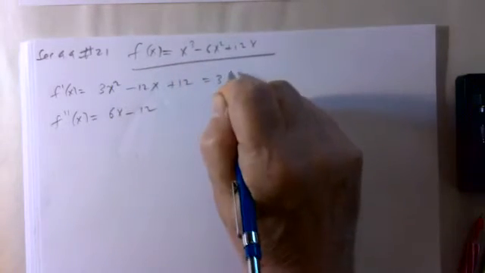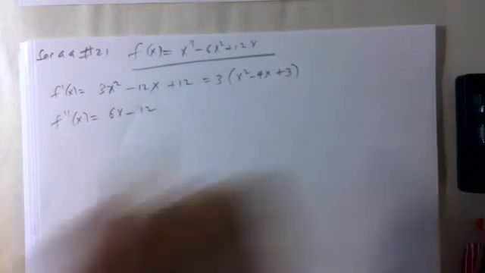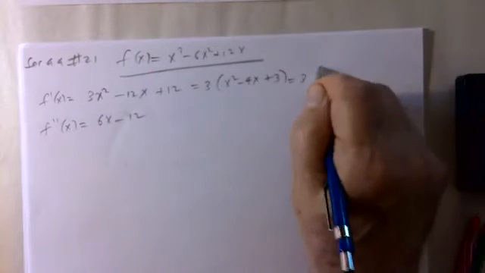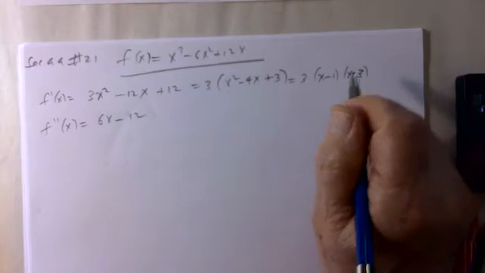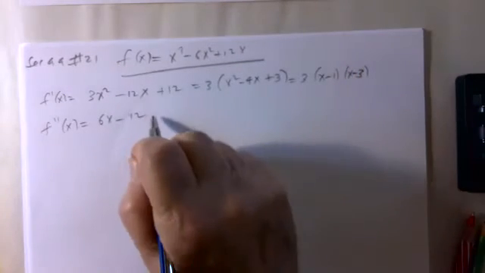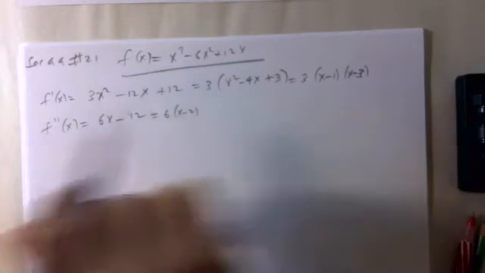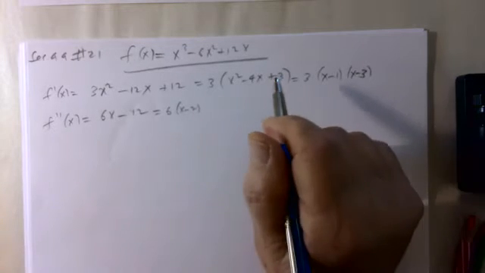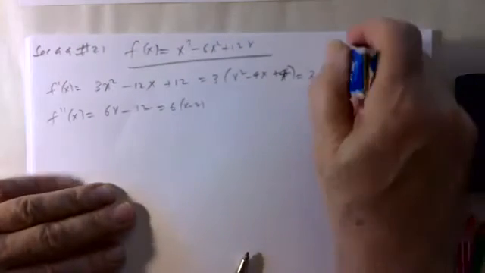Let's see, this is 3 times x squared minus 4x plus 4, and we're lucky that this factors nicely. Student: Professor? Yes. Student: No 4. Sorry? Student: No 4, the last one. Sorry, thank you. I just wrote it down wrong. So this makes it 3 times x minus 2 squared. The second derivative is 6 times x minus 2.